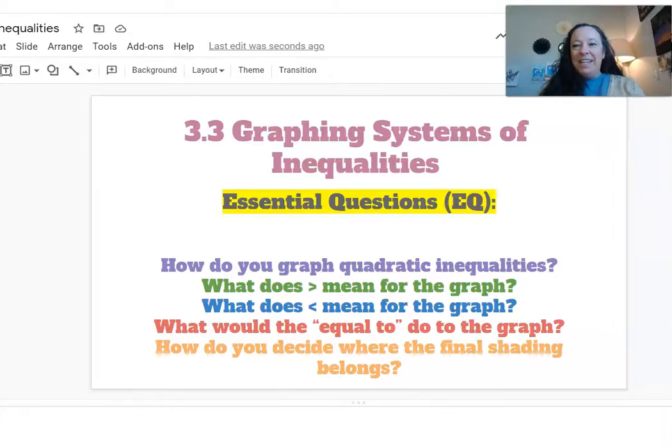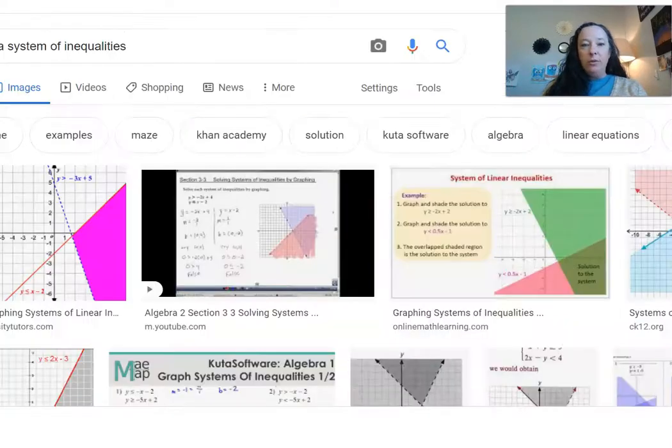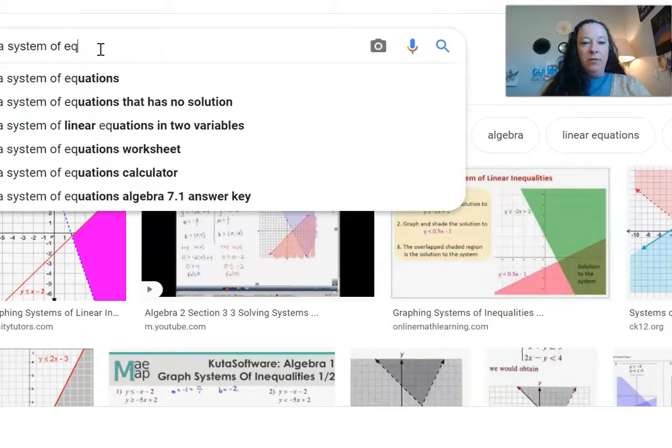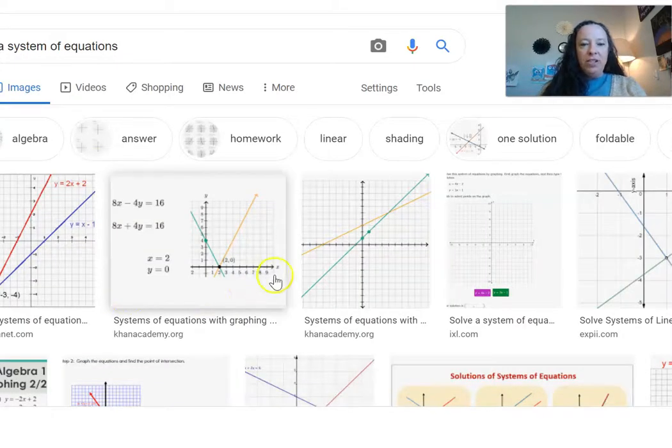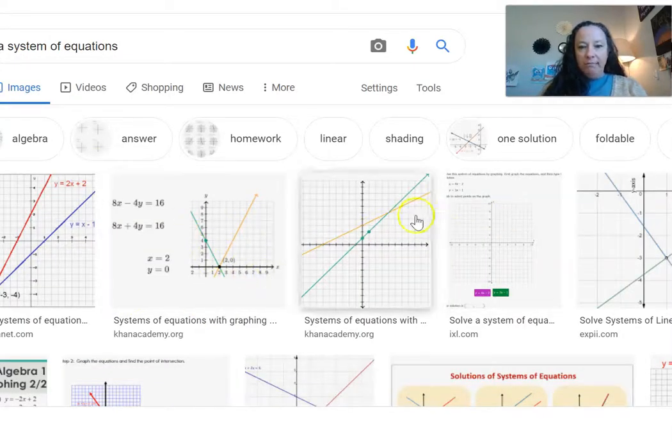Hey there, here's section 3.3. We're going to still be graphing inequalities, but we're going to be looking at systems. Now, I wanted to show you that you've already learned what systems are. You did this in Math 1, and so I Googled systems. Let's just do system of equations. This is where you graph two equations on the same line.